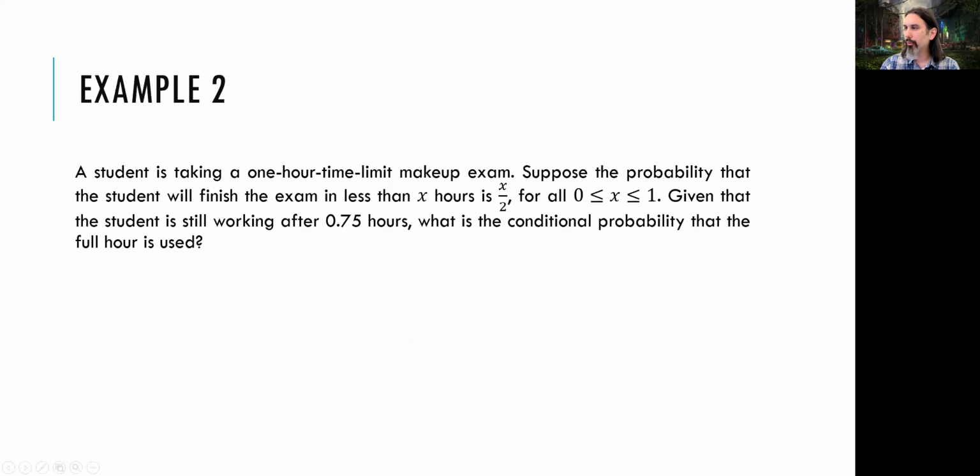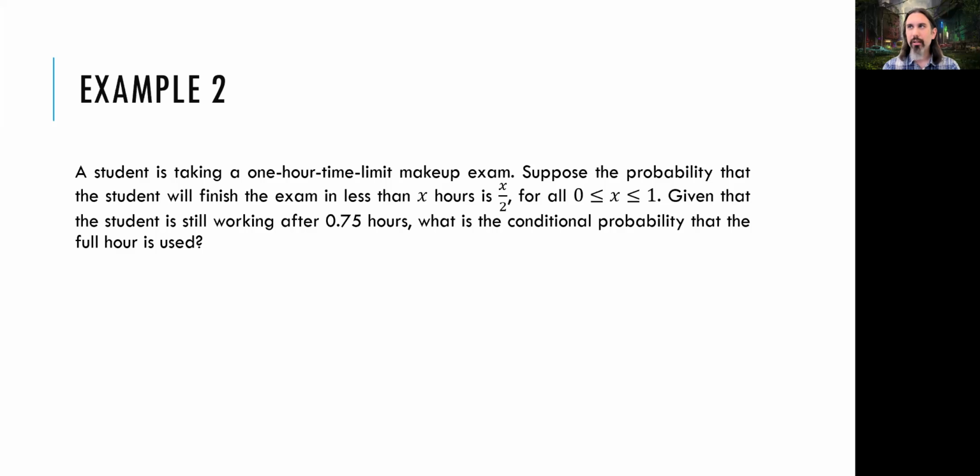Now, example 2. A student is taking a 1-hour time limit makeup exam. It's a 1-hour time limit, so after 1 hour, it's done. Suppose the probability that the student will finish the exam in less than x hours is x over 2, for all x between 0 and 1. Given that the student is still working up to 0.75 hours, what's the conditional probability that the full hour is used? So we have 1 hour to finish the exam, and the probability of finishing before any given time is half of it.